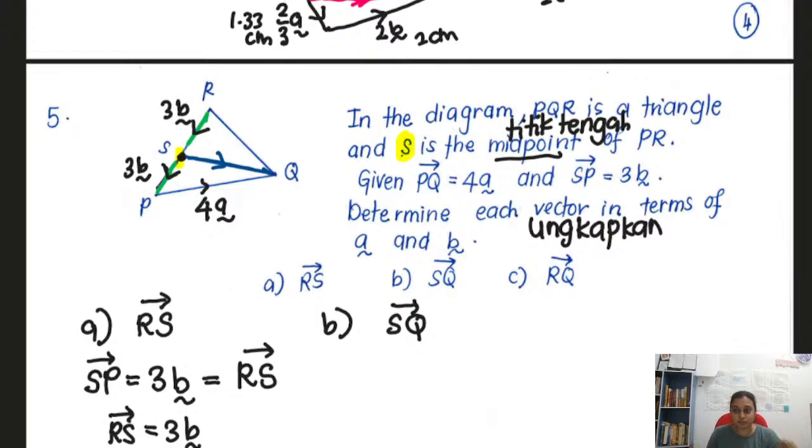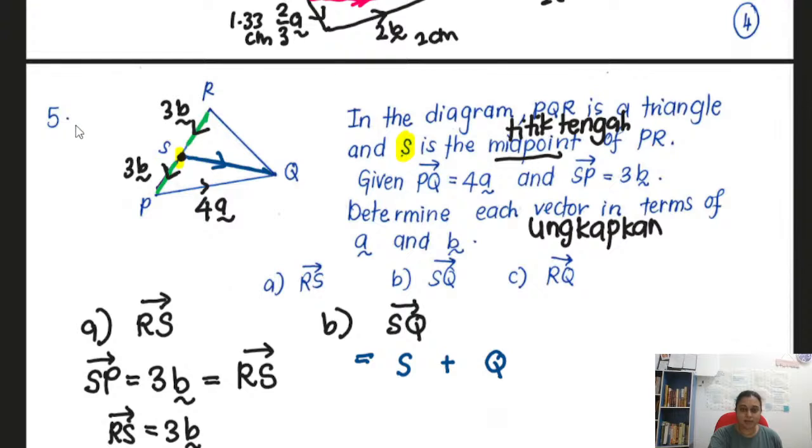Last week teacher, we learn this, teacher ada ajar connecting point. Okay, macam mana nak buat connecting point macam ni? Kamu tulis dulu, you write S dulu. Lepas tu tambah Q dekat belakang. You write the S in front, you write the Q behind.